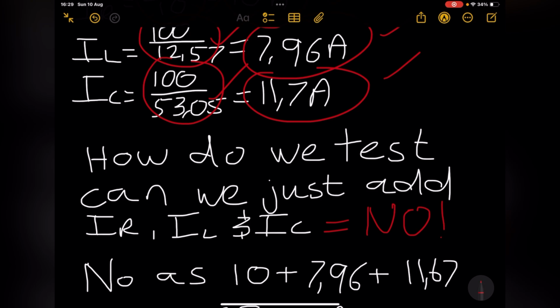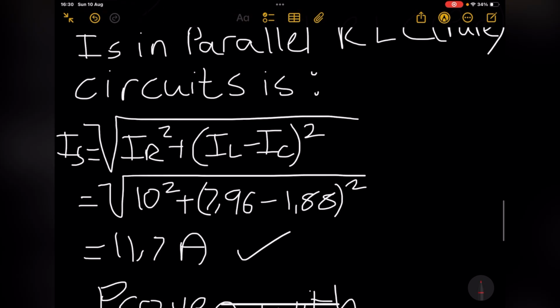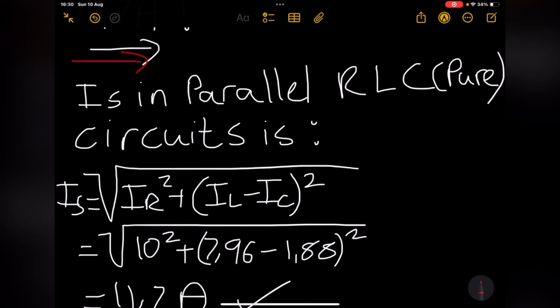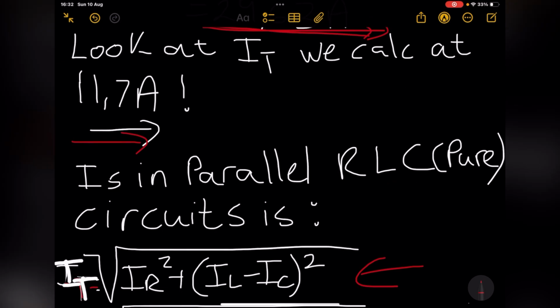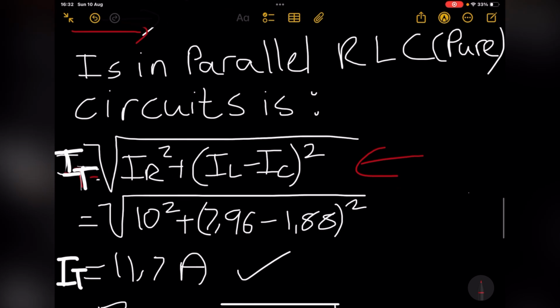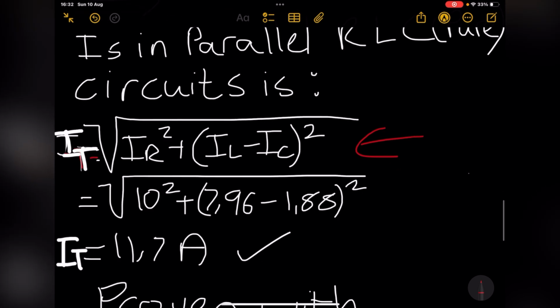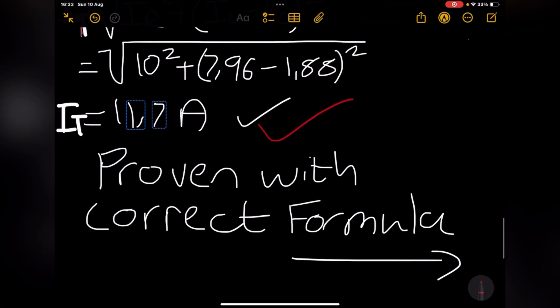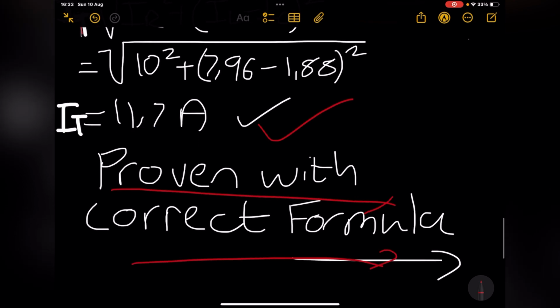Okay, so what do we use? We use the parallel current formula. We have to use the parallel RLC current formula, which is this one over here. The formula is IT equals the square root of IR squared plus, in brackets, IL minus IC, squared. So it comes down to 11.7, and the whole calculation just checks out to the previous IT we calculated from ZT, which is total impedance, and we've proven it to be correct with the following formula.